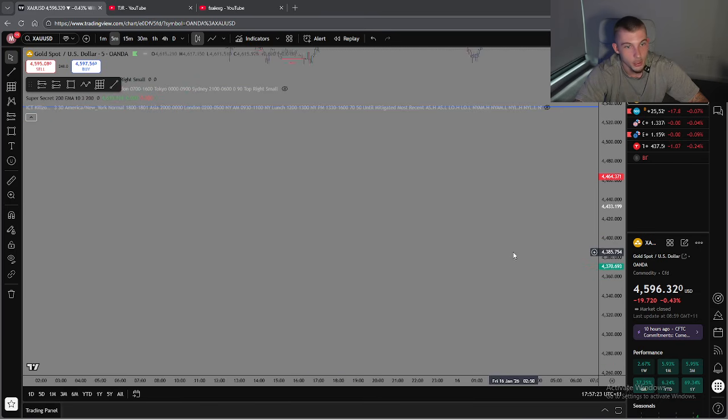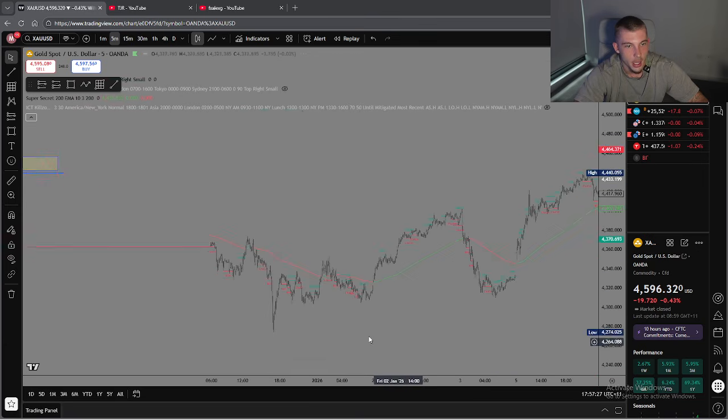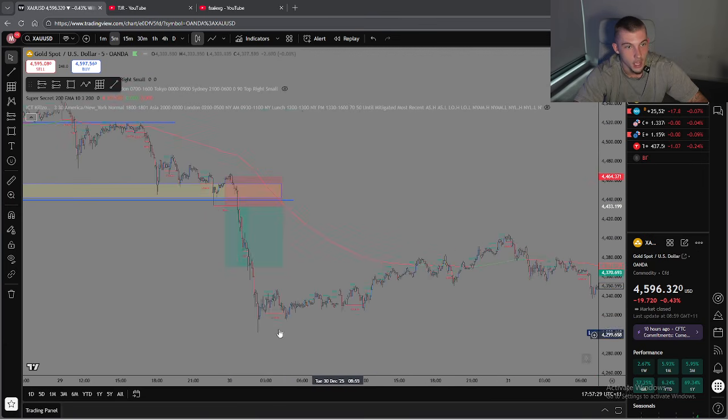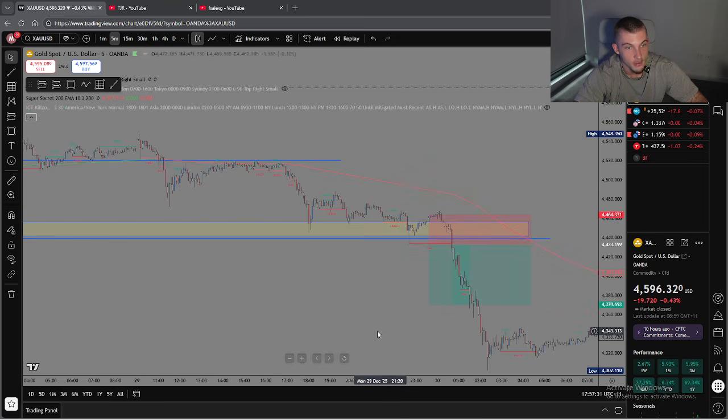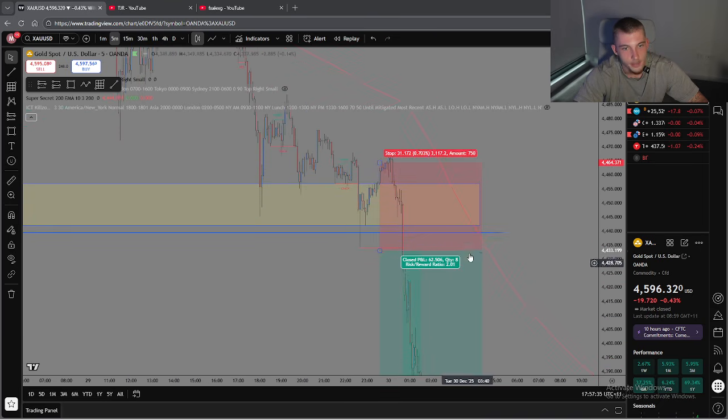I would obviously drop to a 5-minute time frame. Let me find this trade. I would drop to a 5-minute time frame. Why would I do that? So I can find a good entry point. All right, let's find this entry point.